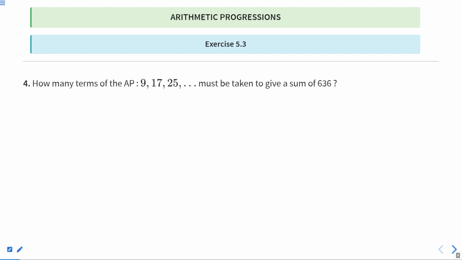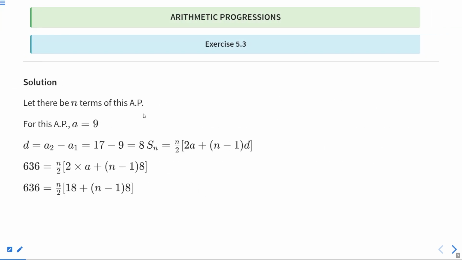So here in this question, we are asked how many terms of the AP 9, 17, 25 must be taken to give a sum of 636. So here you have to find the number of terms for which this AP must be taken to give a sum of 636.